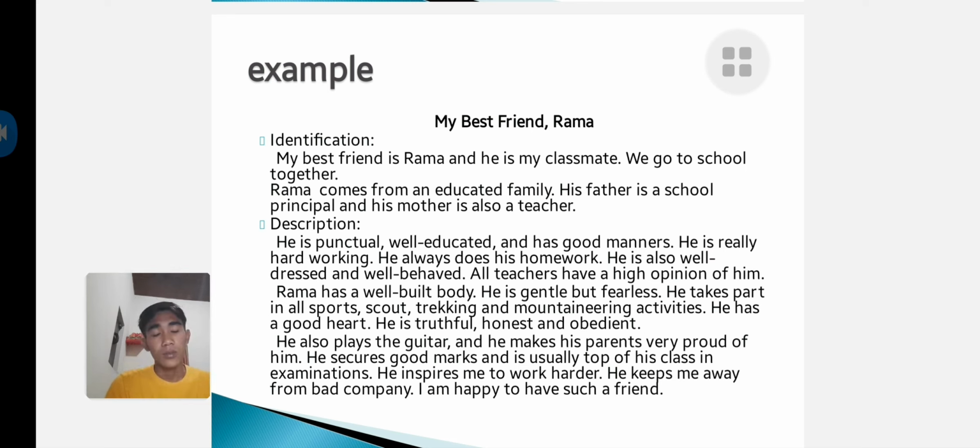Okay, thank you. That's all about the learning strategy, the example of how to teach 7th grade students using discovery learning in descriptive text.